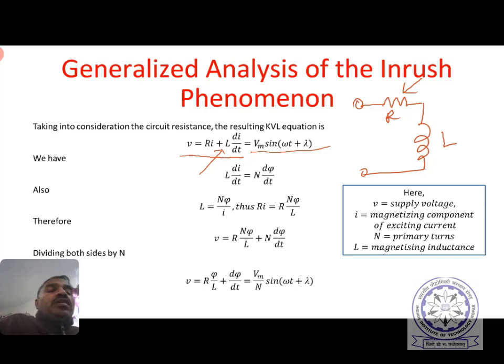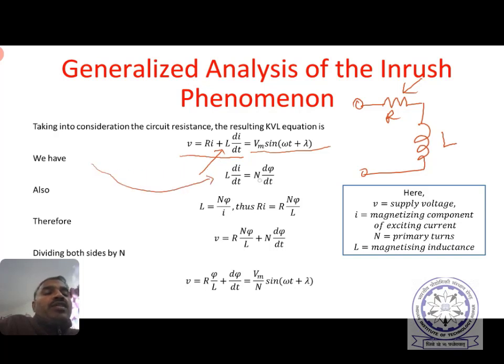Therefore, the solution will be complicated, and the magnetizing current i is peaky in nature. It is not sinusoidal. Therefore, solving this and finding the solution in terms of sinusoids will be erratic. So it is better to have an equation in flux. Therefore, this equation can be converted in terms of flux using this.